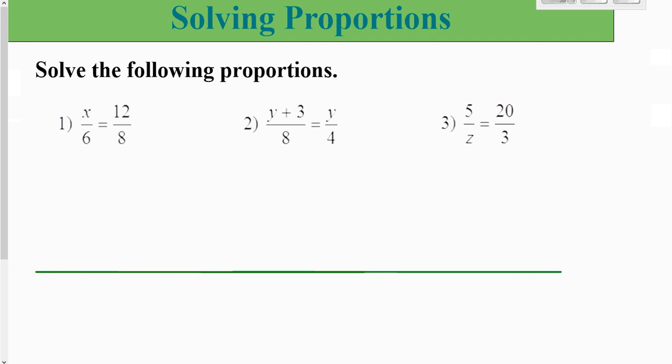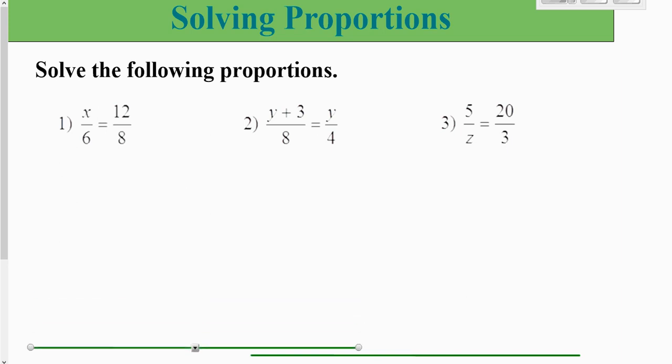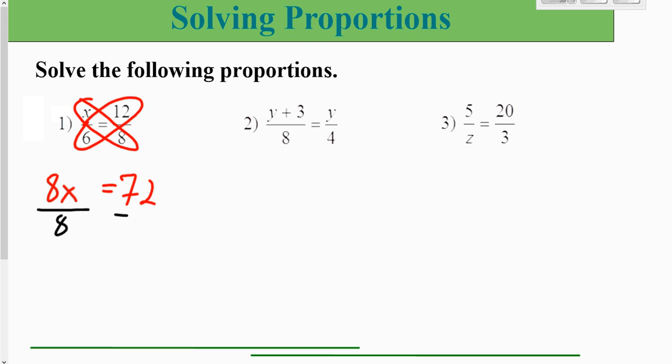So to solve these proportions, typically the first strategy I'm going to suggest is to cross multiply. When you cross multiply, we're multiplying by our denominators on both sides. So here we do 8 times x. We get 8x is equal to 6 times 12, which is 72. And at this point, just do some Algebra 1 skills. So I'm going to divide both sides by 8. I'm going to get x is equal to 9.